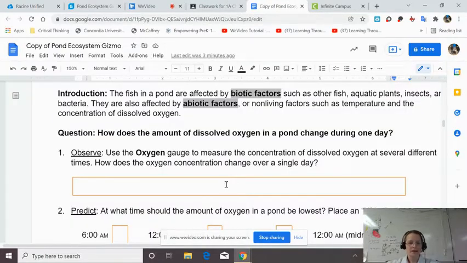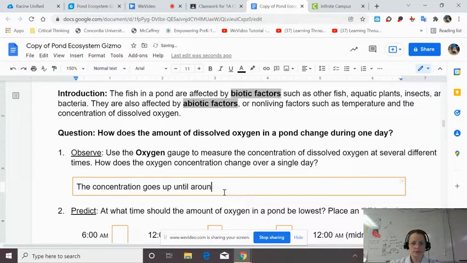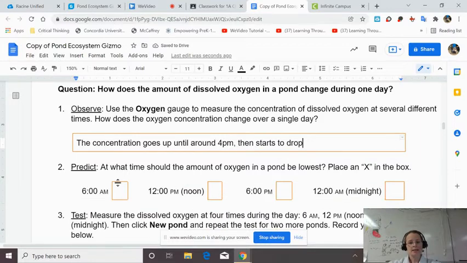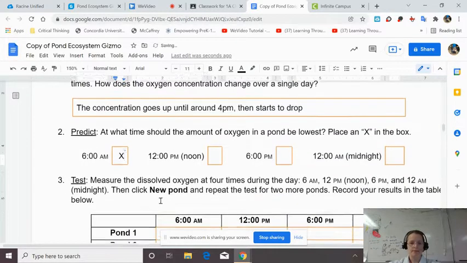So, how does the oxygen change over a single day? Concentration goes up until around 4 p.m., then starts to drop. There you go. At what time should it be the lowest? So, what do you think? 6 a.m., noon, 6 p.m., or midnight? If you watched with me, the lowest was probably here at 6 a.m.